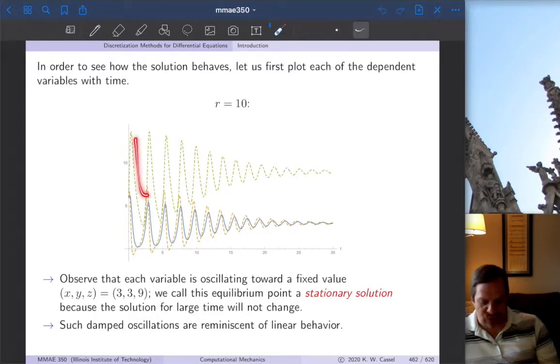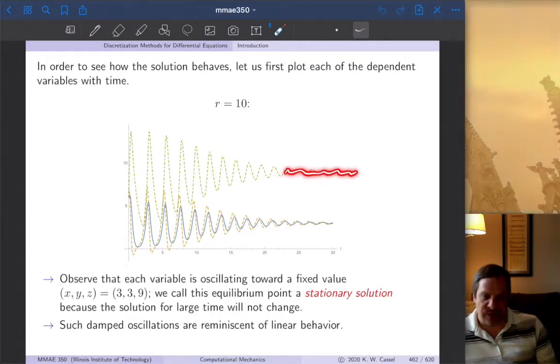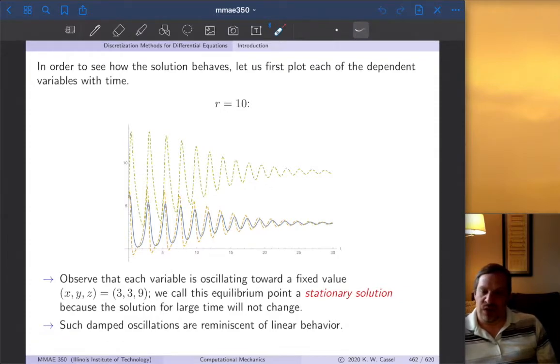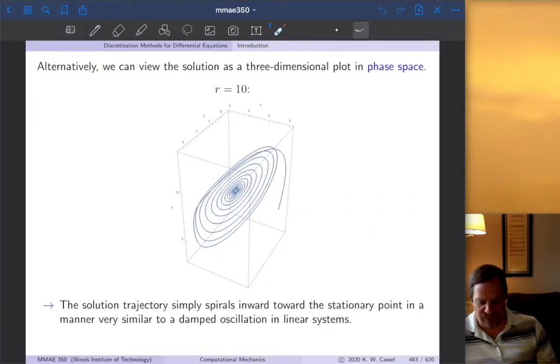So this is what we would say is very typical linear type behavior. There's nothing particularly exotic or exciting about this. You can see that as time goes on, these are settling down to what we call stationary solutions. So actually that's 3, 3, and 9. X and y are equal to 3, and z is equal to 9. And then they just stay there for all time. So that's just a stationary solution. It doesn't change with time any longer. Boring, again, very typical of a linear behavior type situation.